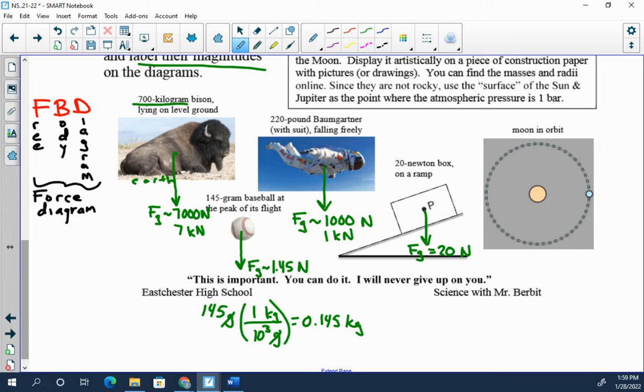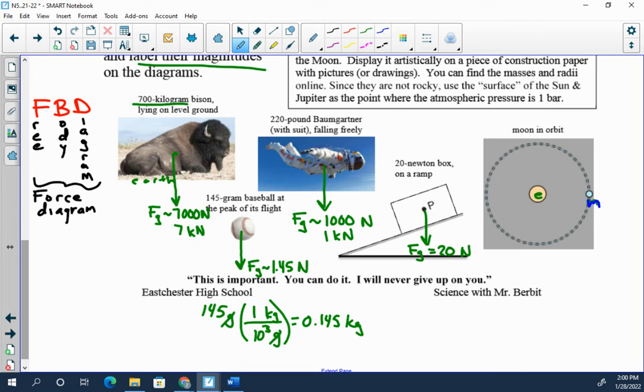And that exactly is not a sig fig comment. Finally, moon in orbit. Here's the Earth. Here's the moon. These darker colors so you can see it against the gray. Here's the moon. Does the moon experience a gravitational force? Yes, it does. As always, it is toward the center.